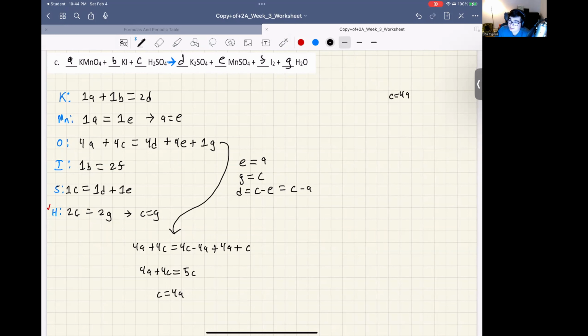Right, I know that C is equal to G. So I also know G is equal to 4A. I know that E is just equal to A. Right, so I'm still missing the relationship for B, D, and F. So we have to figure out a way to find those, right? So we know B and F are related. So if I can find one of those, probably B, then we'll be in better shape here.